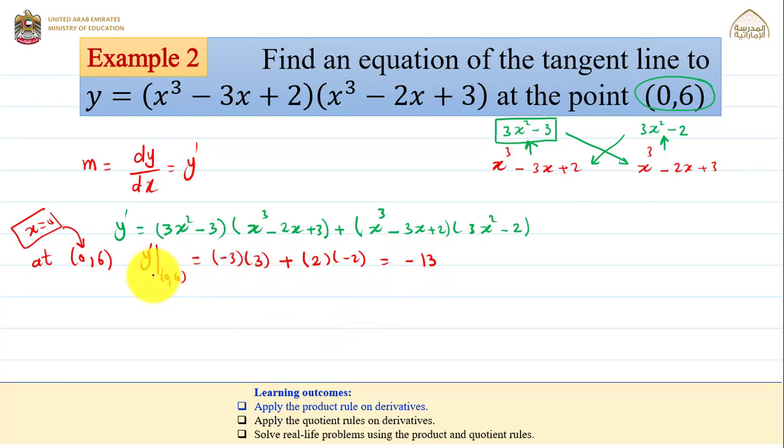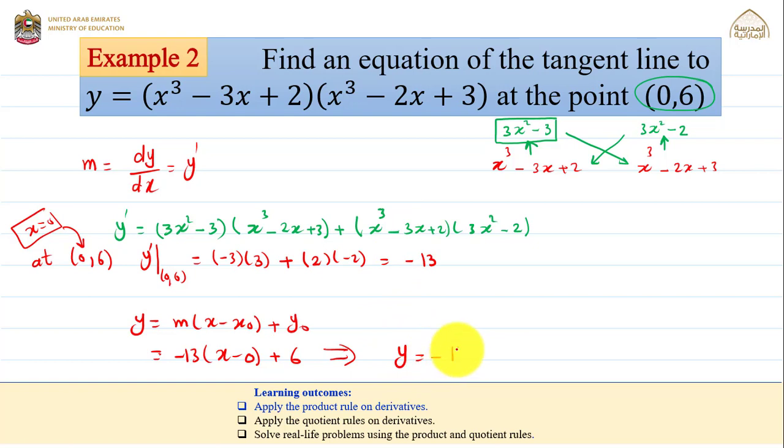Now we have found the slope of the tangent line. Then we can find its equation. The equation y equal m times x minus x naught plus y naught. Then we have m equal negative 13, x minus x naught here in this point equal 0, plus y naught equal 6. We can simplify and we get the final equation of the tangent line, y equal negative 13x plus 6.